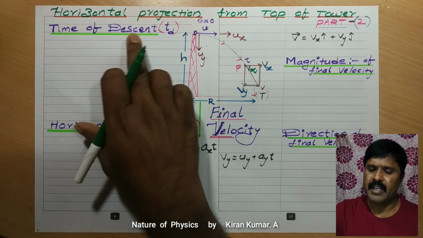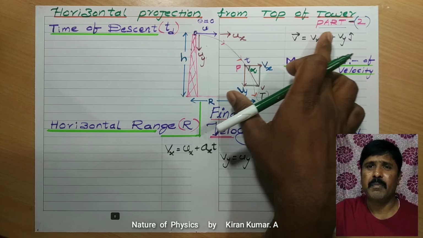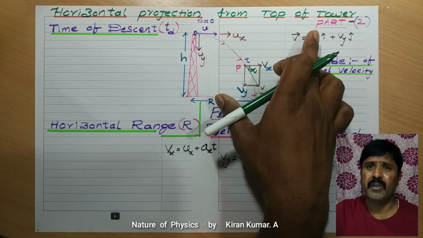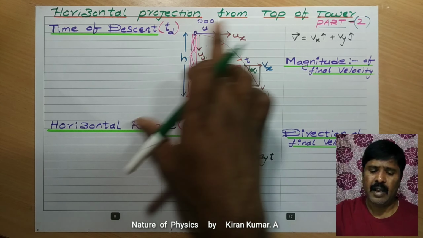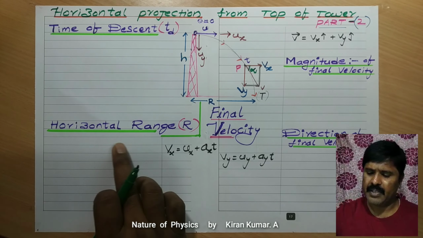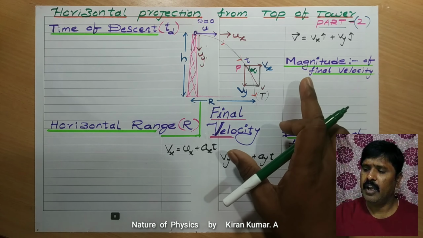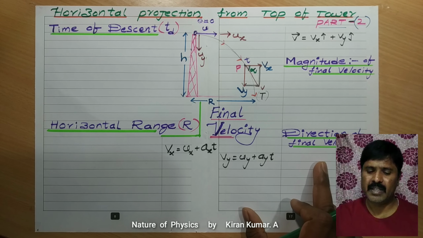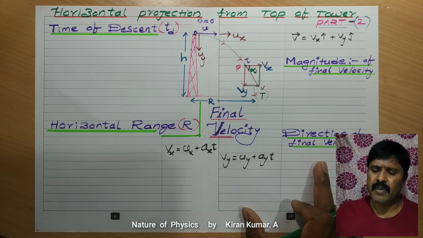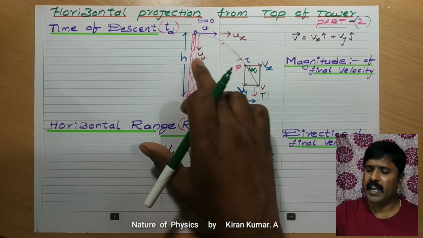Today, horizontal projection from the top of the tower, part 2 video, student. In the part 1 video, we completed that the path of the projectile is a parabola. And time of descent, horizontal range, and magnitude and direction of final velocity we will discuss in this video, student. The part 1 video link I will give in the bio. See, time of descent, first I am finding before the diagram explanation.